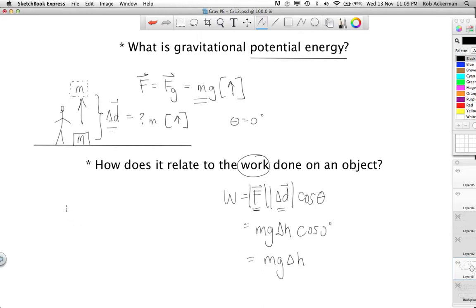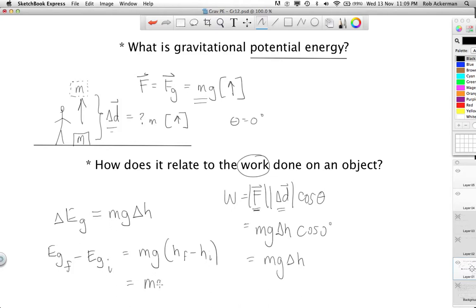You'll often see it written as this. Delta EG, the change in gravitational potential energy, is equal to its mass, the object's mass, times 9.8, times the change in height. And if you think of delta as final minus initial, then we can write this as delta H would be height final minus height initial. And so if we expand this out, we'll get mg height final minus mg height initial. And that means that EG final is this, and EG initial is this.